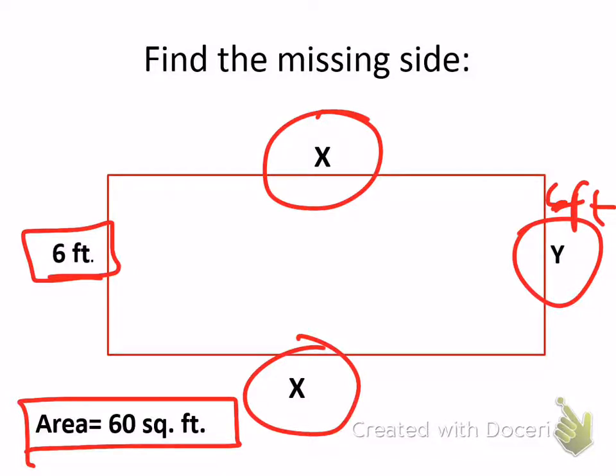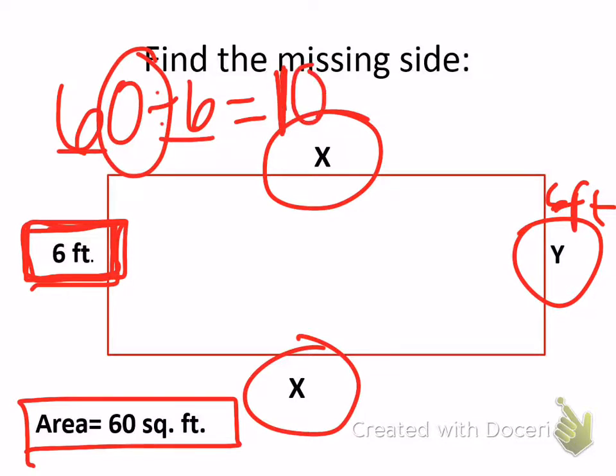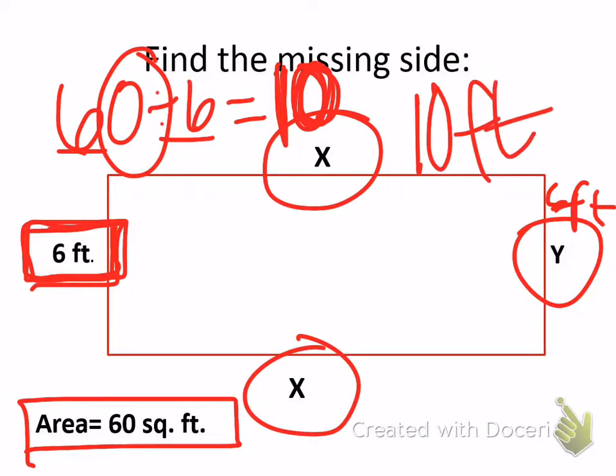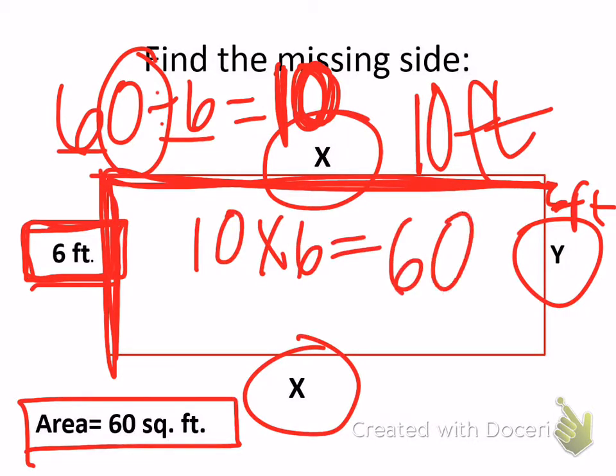So I have 60 divided by whatever my width or whatever side I'm given is. 6 divided by 6 gives me 1. I have a 0, so I'm going to put that on the end. I now know that my length has to be 10 feet. We can double check our work. We know that the formula for solving area is length times width. Therefore, 10 times 6. If I multiply those two together, I would end up with 60 square feet.